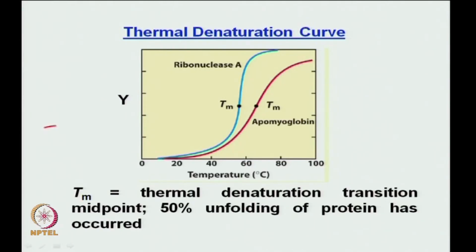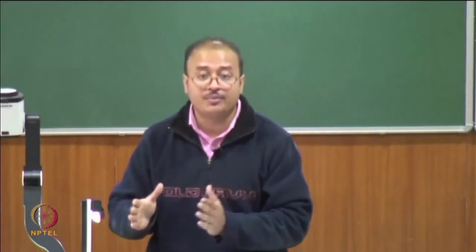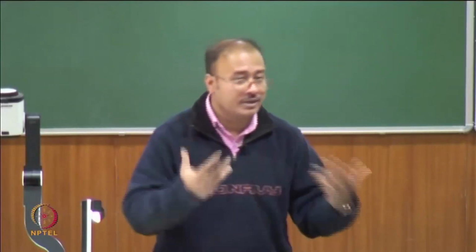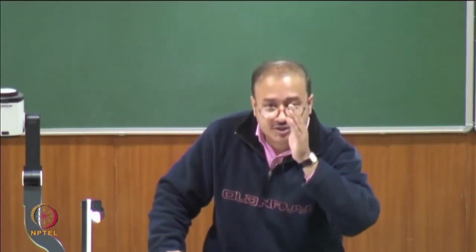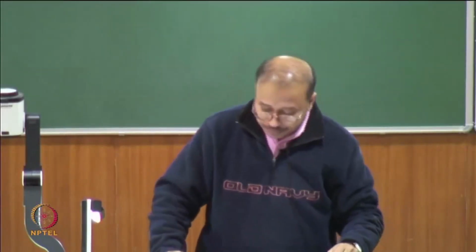Tm is essentially equal to Tg. So, where does M come from? M comes from either melting or the midpoint of the change. Now, what change are we talking about? Okay. So, what is Y? I will tell you what Y is later, but Y essentially is an observable. That means, you are changing the temperature, right, by some way or the other, and then you are seeing a change in the signal Y, the observable, right.